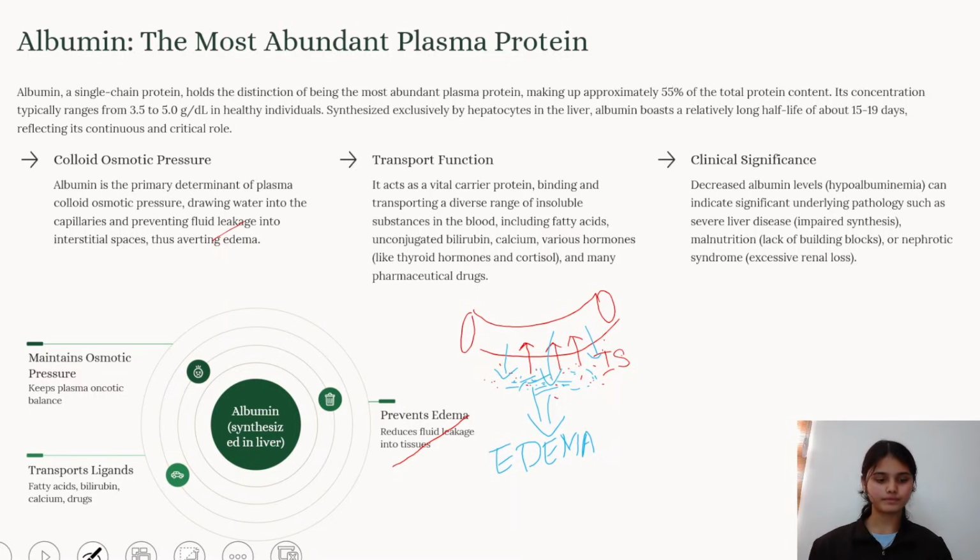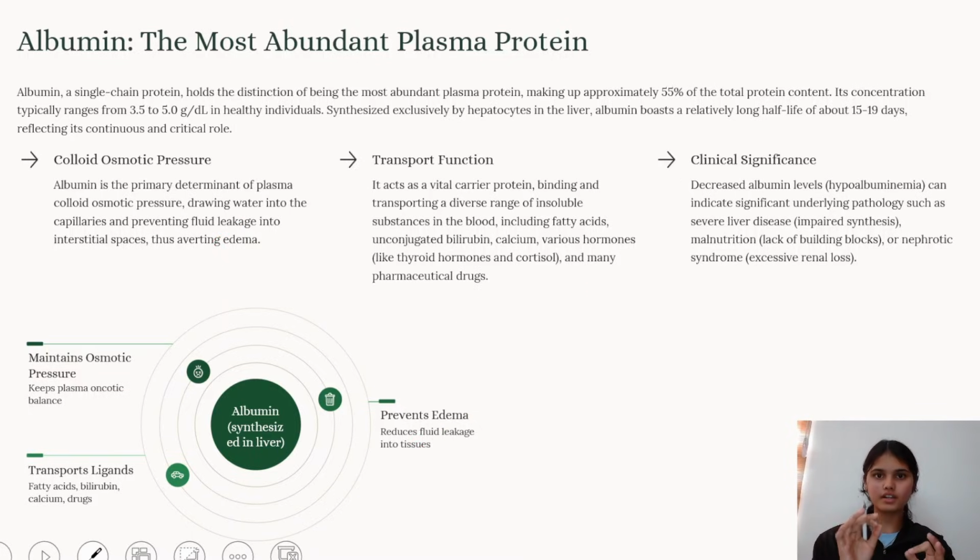But now you know the main factor or the reason for such a condition is albumin. The colloidal osmotic pressure is the pressure required by the plasma protein to pull fluid back into the blood capillary. So it is mainly the function of the plasma protein albumin.